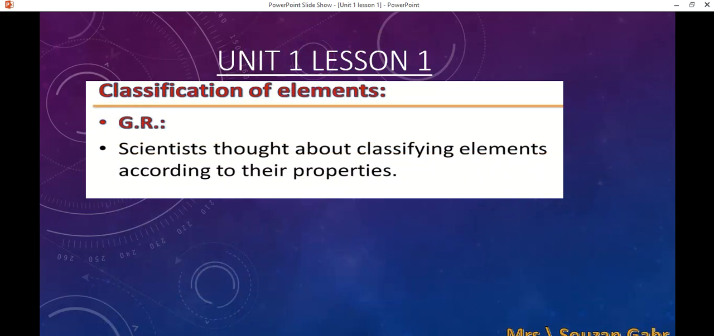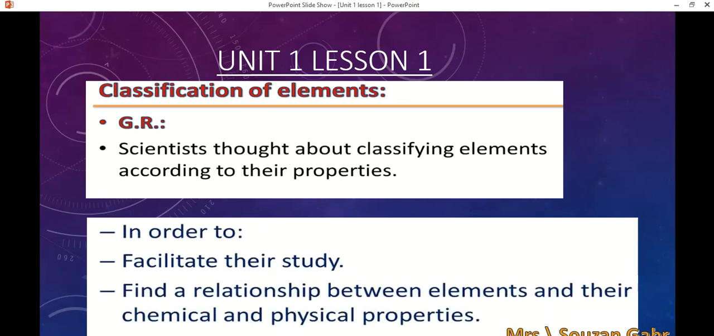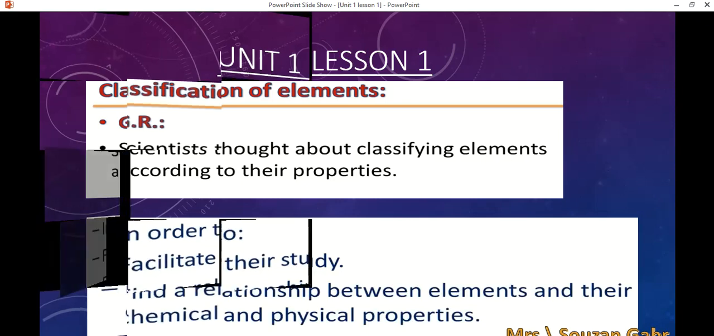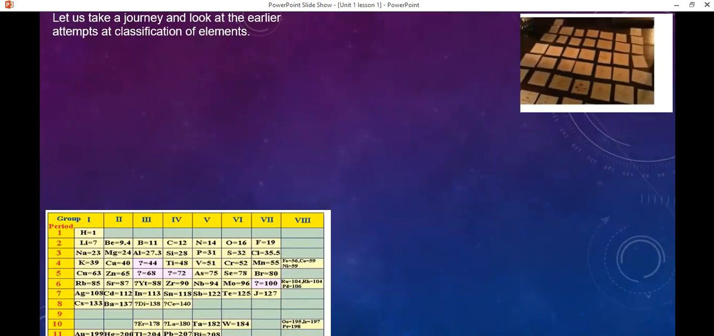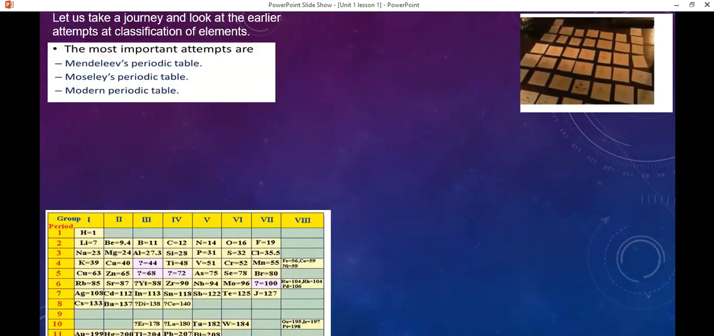Why did scientists think about classifying the elements according to their properties? In order to facilitate their study and find the relation between the elements and their chemical and physical properties. Let us take a journey and look at the earlier attempts of classification of the elements. The most important attempts are Mendeleev periodic table, Moseley periodic table, and modern periodic table.